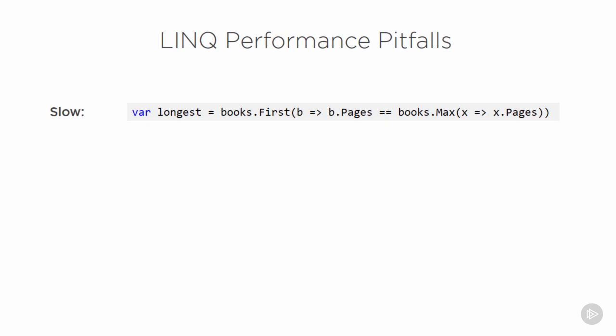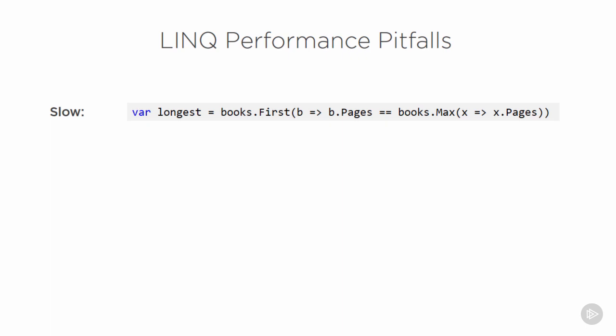And we saw that this LINQ query will indeed successfully find the book with the most pages, but for a collection of 1,000 books, this code will need to make 1,000,000 calls to this internal lambda expression, because for each one of those 1,000 books, the max method requires us to iterate through all 1,000 of them again.